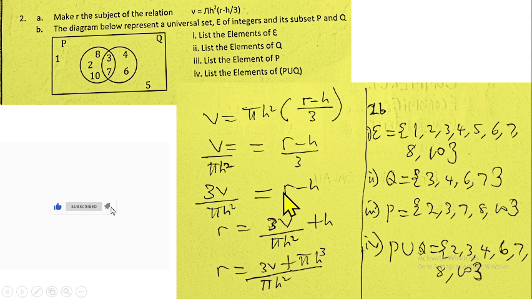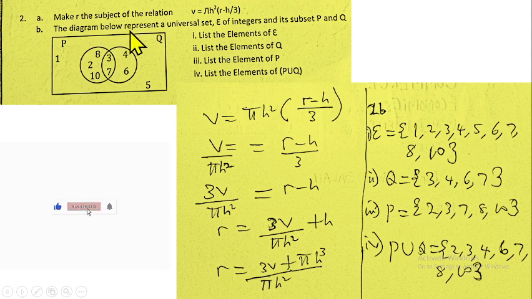Then our aim is to make r the subject of the formula. You can take h to the other side. So that means you have r equals 3v over pi a square plus h. You can leave your answer like this, or you can simplify further by finding the LCM, which is pi a square, and that should give us 3v plus pi h cube as our r. So that's the value. We have been able to make r the subject of the formula there.